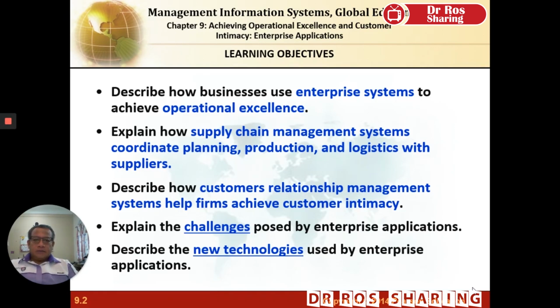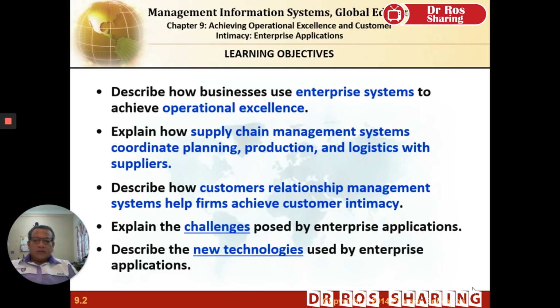Basically, I have to make you understand what an enterprise system is all about and how it can help for operational excellence in managing business. And I have to explain three topics in this chapter. One is the supply chain management system, customer relationship management, and also enterprise resource planning.